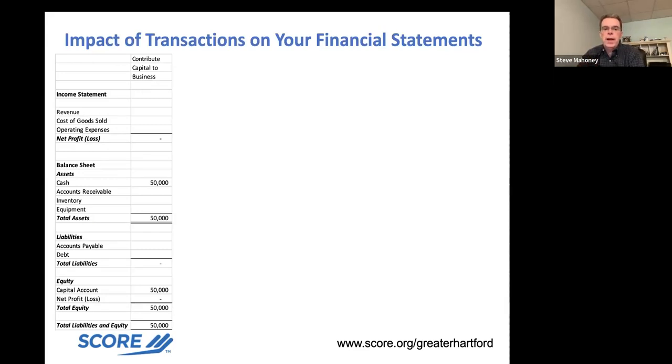Then I've got a condensed balance sheet. You can see my assets, my liabilities, and my equity. And what I'm going to do is explain to you how when you do each one of these transactions, how they impact the financials, the income statement and the balance sheet, and how you're going to see each time the balance sheet remains in balance through every single transaction.